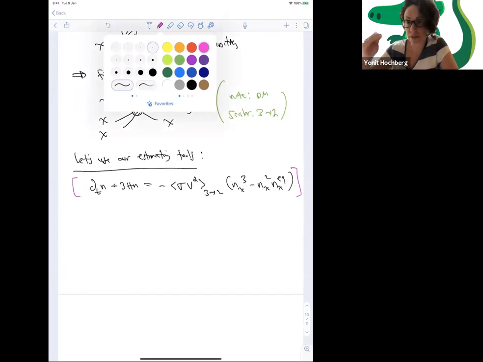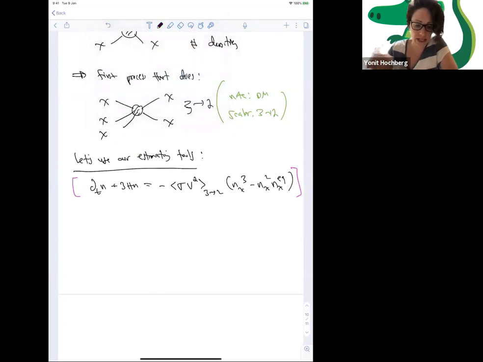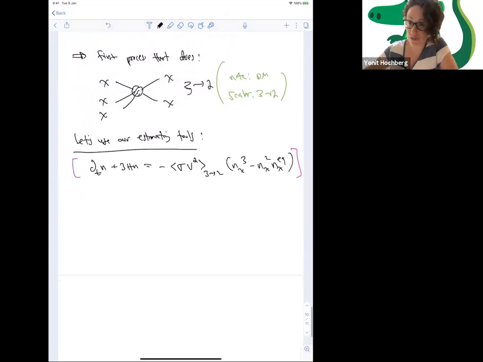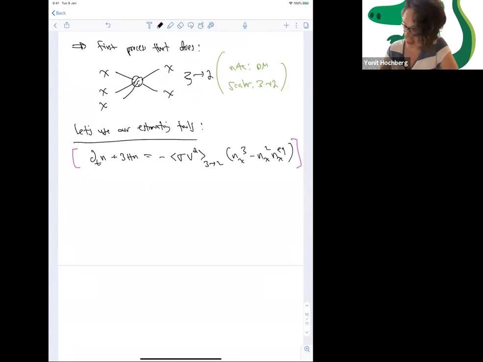But as usual, because the same type of freeze out picture is happening, we can use our back of the envelope tools to understand when the freeze out is happening, assuming instantaneous freeze out. Here are our tools: freeze out happens when the rate for this 3-to-2 process for these annihilations is of order Hubble. That's when the process can no longer happen, just like was the case for the WIMP.